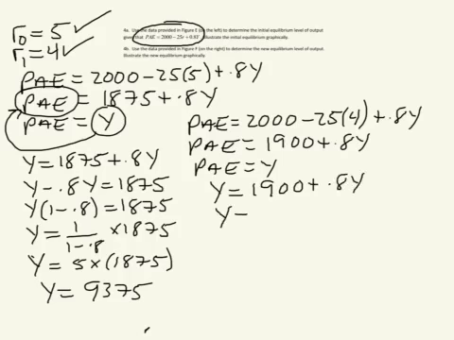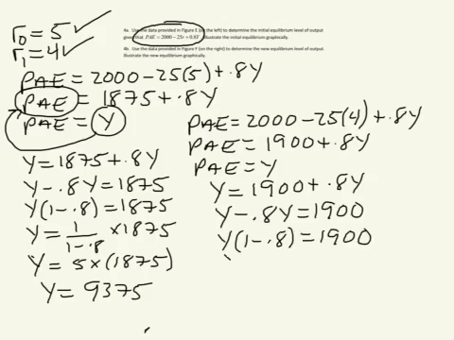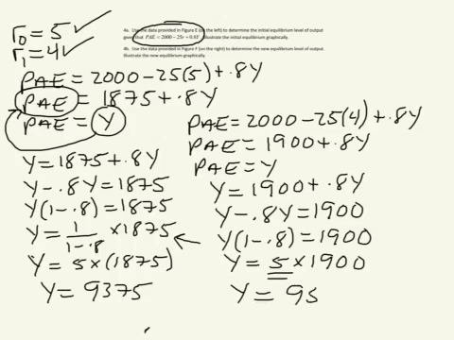So y minus 0.8y is 1,900. So y times 1 minus 0.8 is 1,900. And I'm going to skip a step here. Y is going to be equal to 5 times 1,900. Now if you just look over here, you can see the step that I did to get the multiplier of 5 here. And so y is going to be equal to 5,000 plus 4,500, so it's going to be 9,500.